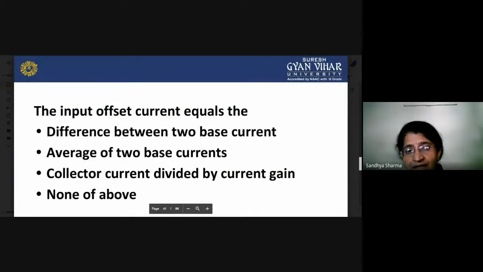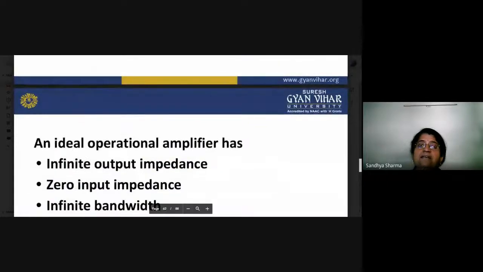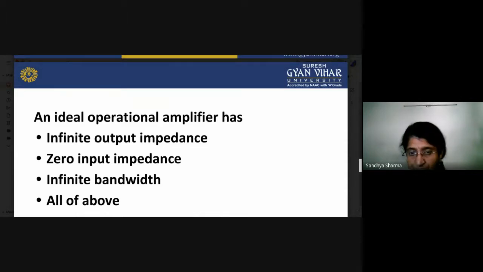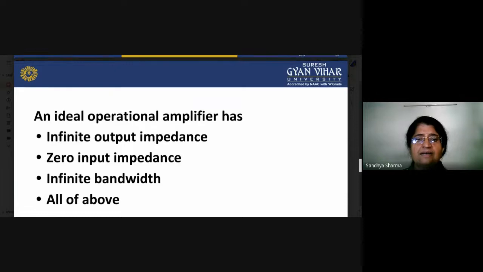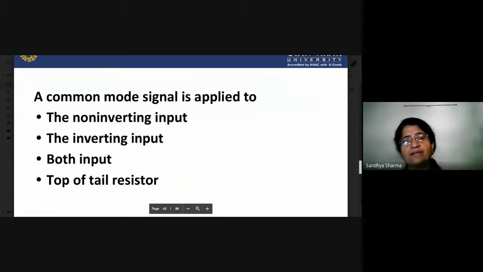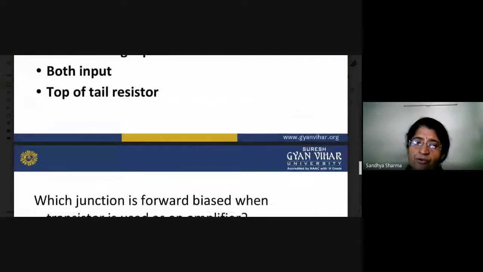Again, input offset current. What is the input offset current, which part of your current is called the input offset current, that is also related to today's lecture. Ideal operational amplifier: you have to remember which property is similar to the ideal, what type of output impedance, what type of input impedance is provided. That is basically the property of the common mode signal applied. Generally, if you are working on the common mode configuration, you have to remember whether to use one input terminal or two input terminals. So this is also a feature of our input mode configurations.